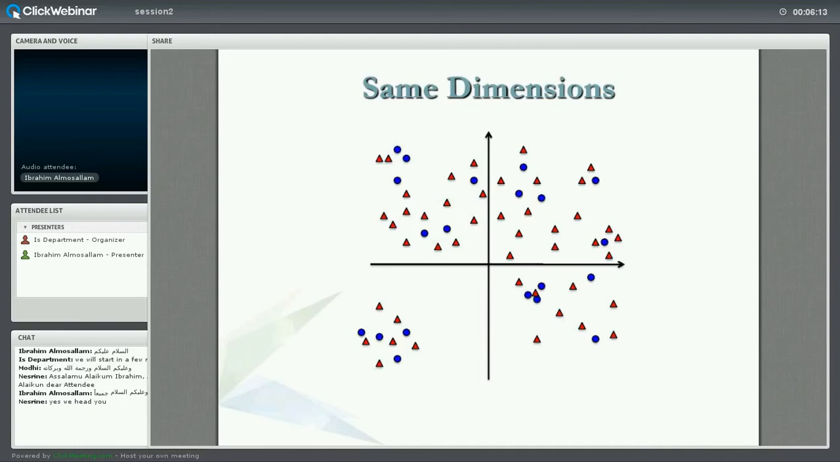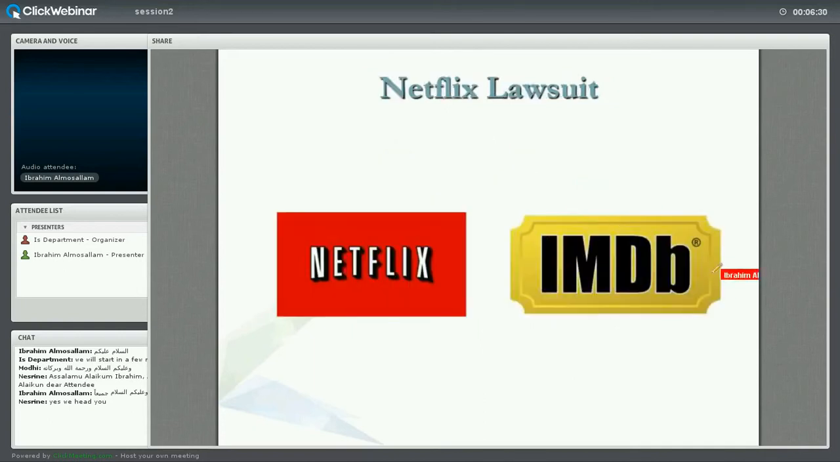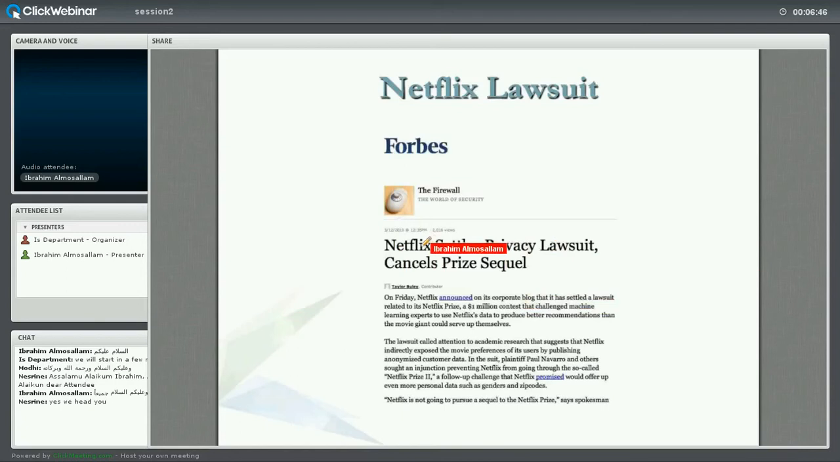When Netflix published the dataset in 2006, and I think the first prize was awarded in 2009 or something, they were planning on doing a second challenge, but they were stopped by a lawsuit because users used the dataset to compare it with the IMDb, the Internet Movie Database, users and their ratings, and they were able to find out the identity of the users in the Netflix challenge. So a lawsuit was filed against them, and Netflix canceled the second prize and settled the lawsuit.